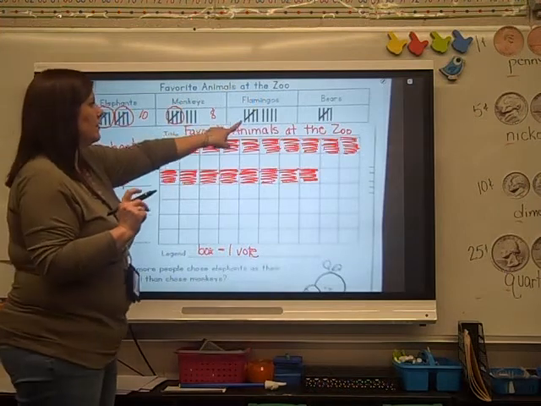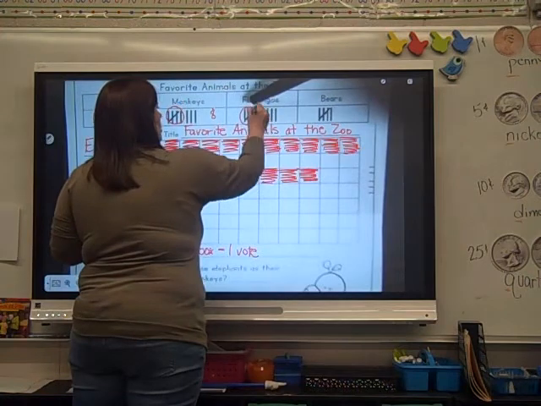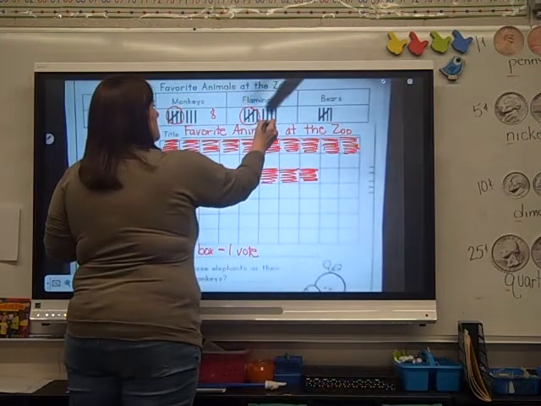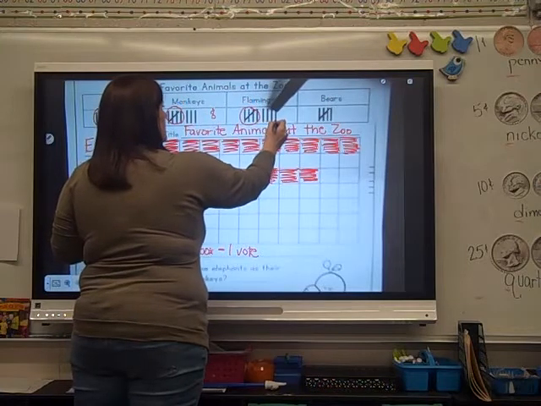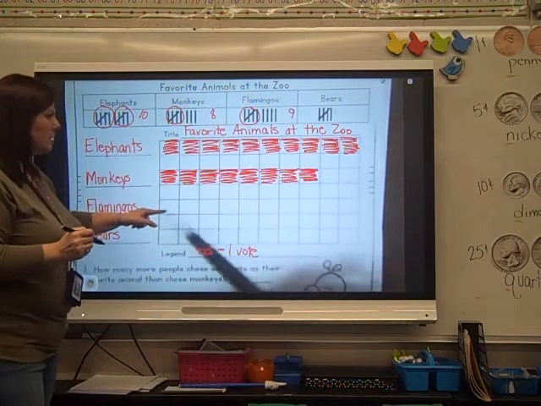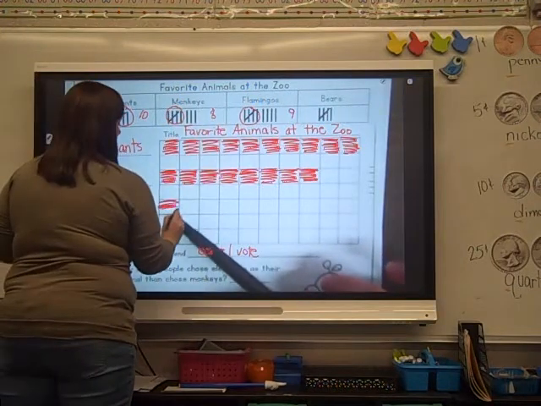Let's do the flamingos. Oh, I see that cross tally. There's a group of 5. So 5, count with me, 6, 7, 8, 9. So I'm putting 9 up there. Now skip, come here, and we got to do 9 boxes. Make sure you only have 9.